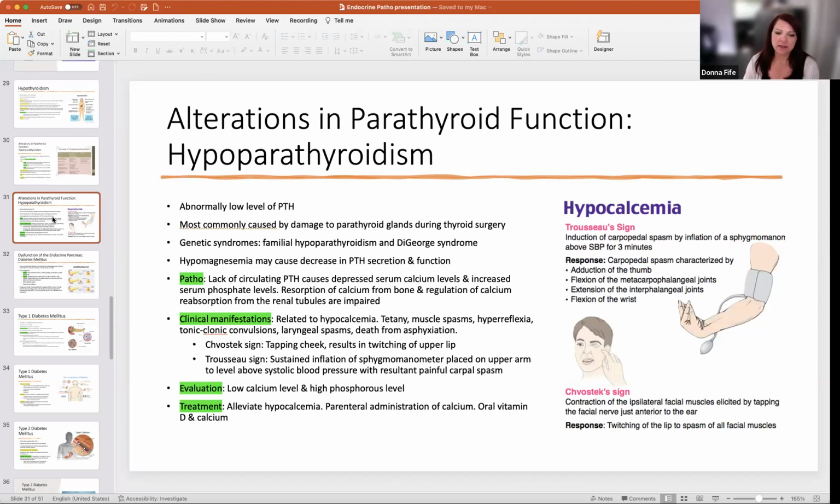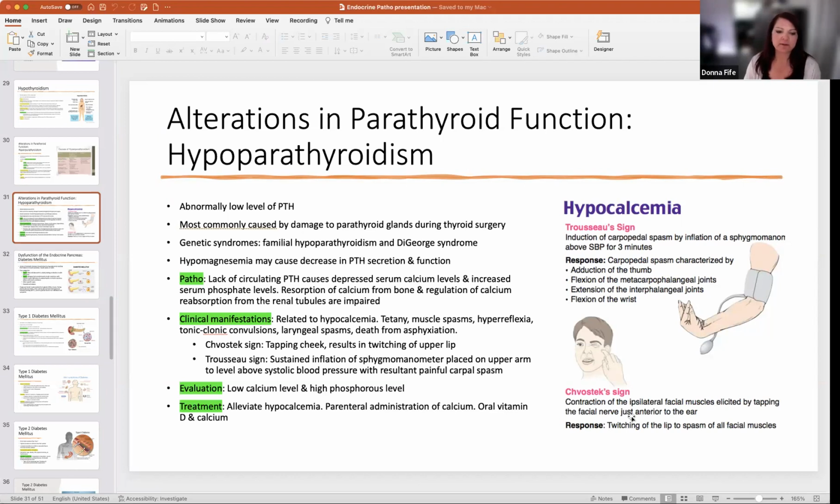The Chvostek sign is the tapping of the cheek, which results in twitching of the upper lip. The Trousseau sign is sustained inflation of a sphygmomanometer placed on the upper arm to a level above systolic blood pressure, with resultant painful carpal spasms. Here it's showing these two different signs and what you can see with a patient with hypoparathyroidism.